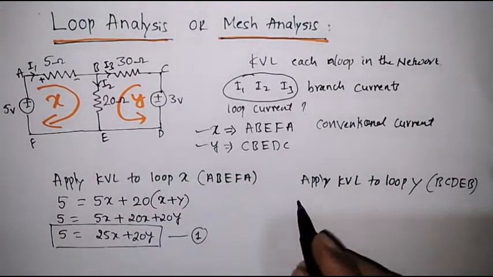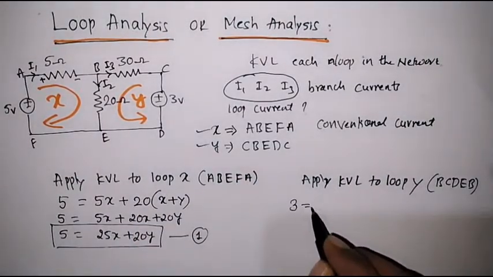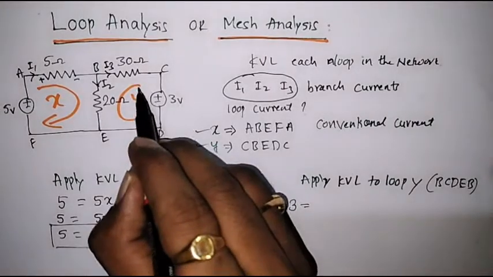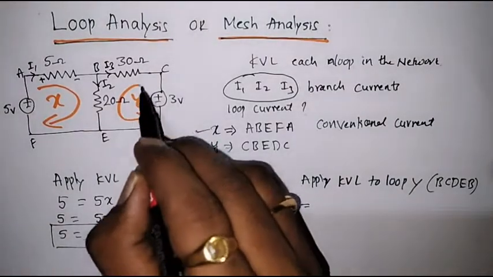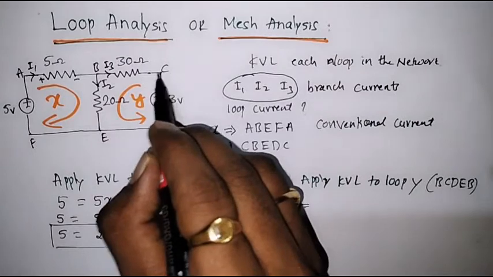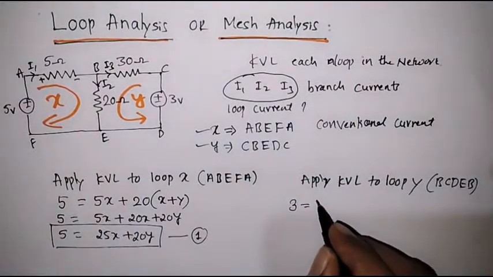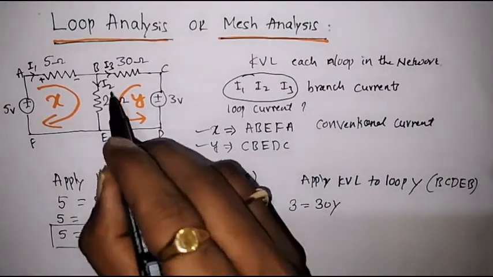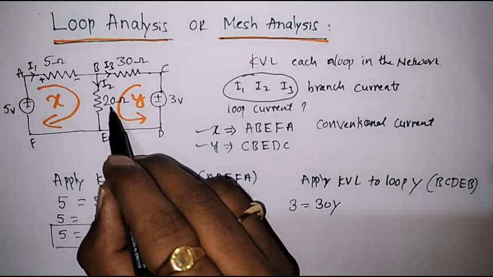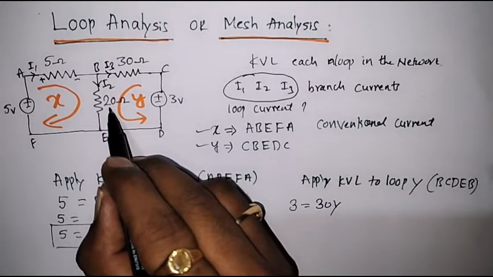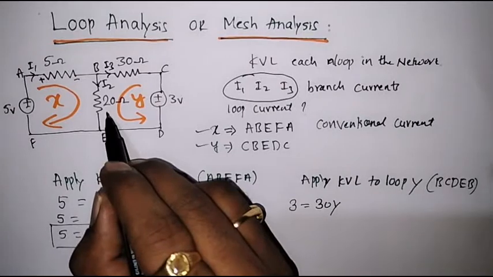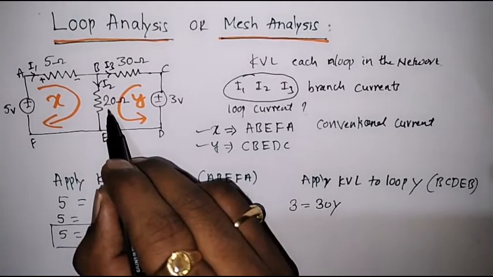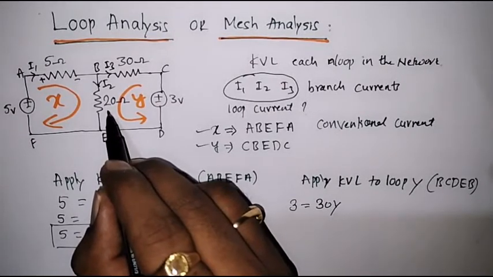So I will write it as 3 is equal to, now move along with the direction of current Y. Current Y flows through C and B, so I can write it as 30Y. Then it is flowing in the 20 ohm resistor. Here the 20 ohm resistor is common to both the loops, so we are supposed to consider the drop across this individually in each loop.